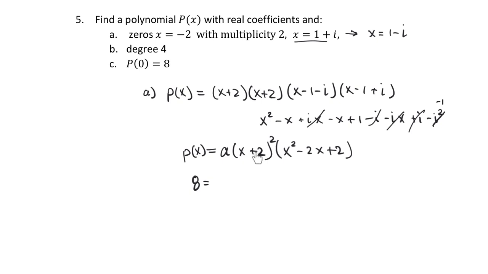So 0 plus 2 is 2. 2 squared is 4. And then 0 squared minus 2 times 0 is 0. 0 plus 2 is 2. We have 8 is equal to 8a, therefore a equals 1. So for the polynomial p of x, we can list 1 for a, but we don't necessarily need to, because 1 times anything doesn't change the value.